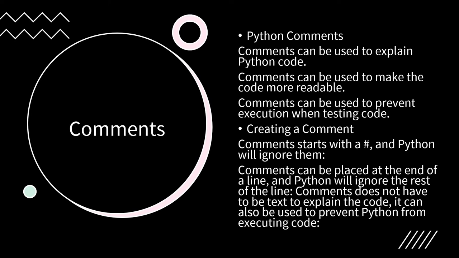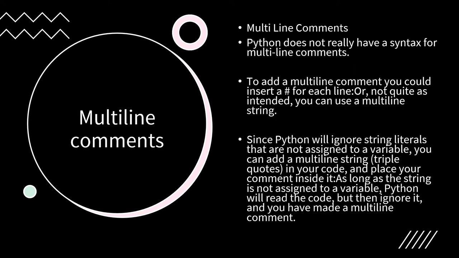Creating a comment: comments start with a hashtag and Python will ignore them. Comments can be placed at the end of a line and Python will ignore the rest of the line. Comments do not have to be text to explain the code. They can also be used to prevent Python from executing code.